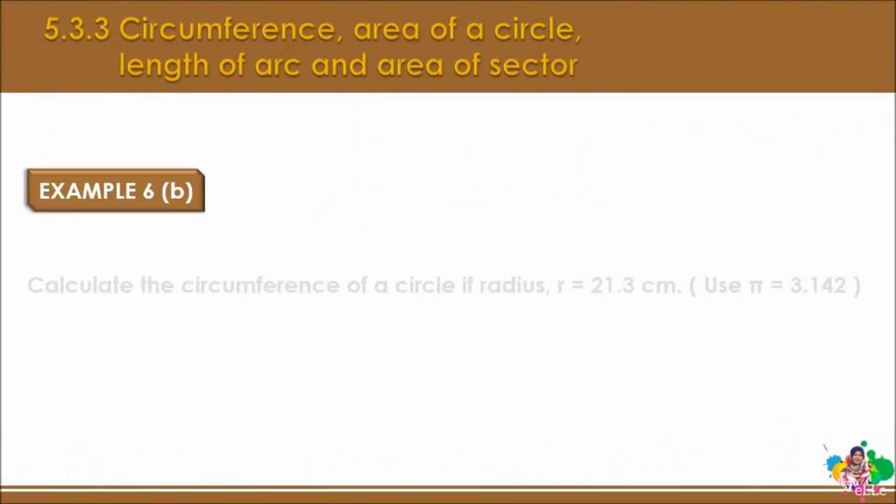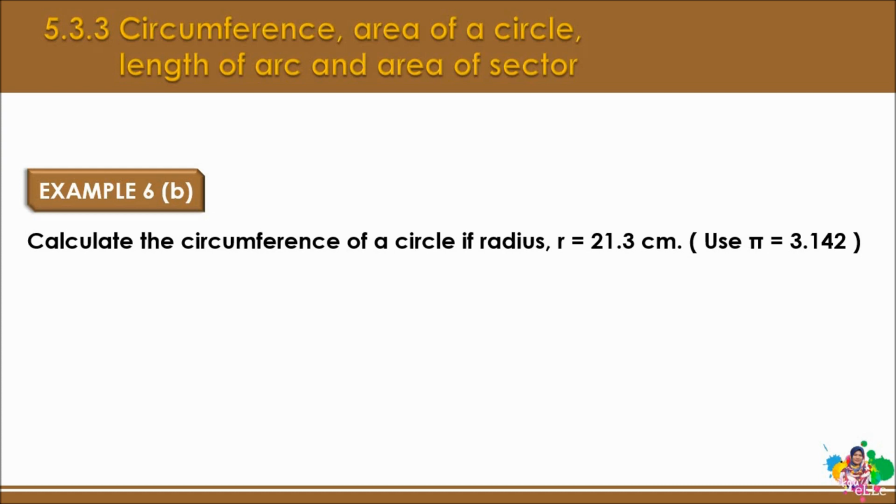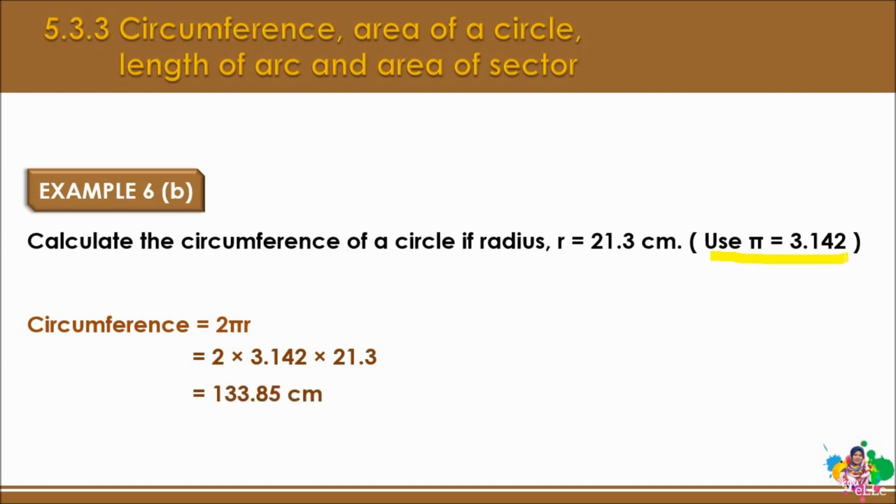Example 6b. Calculate the circumference of a circle if radius r equals 21.3 centimeter. Use pi equals 3.142. So this question asks you to use this value of pi. Use the formula 2 pi r. So 2 times 3.142 times 21.3. So you get the circumference 133.85 centimeter. You round off the value correct to 2 decimal places.